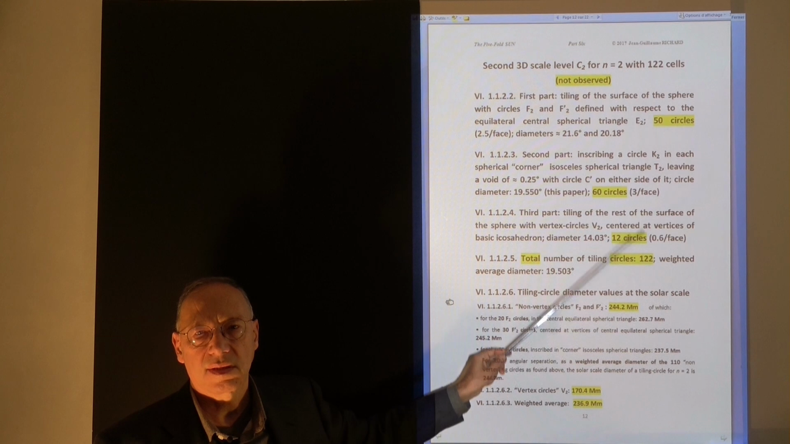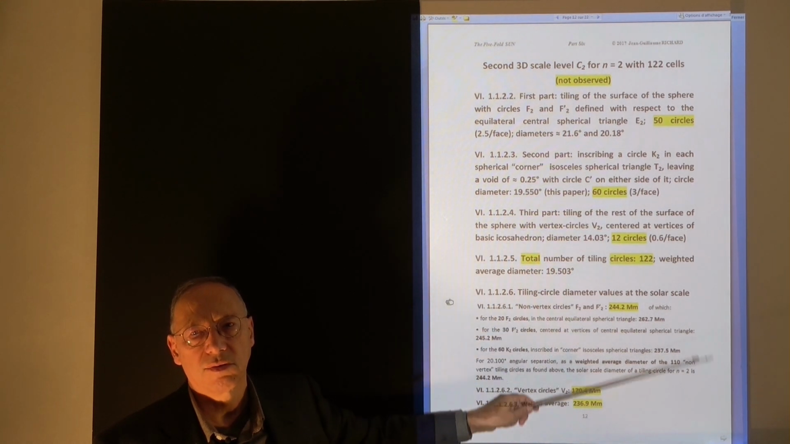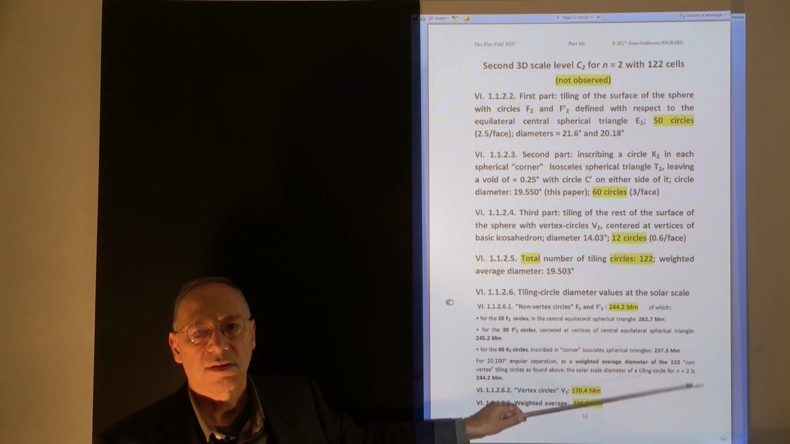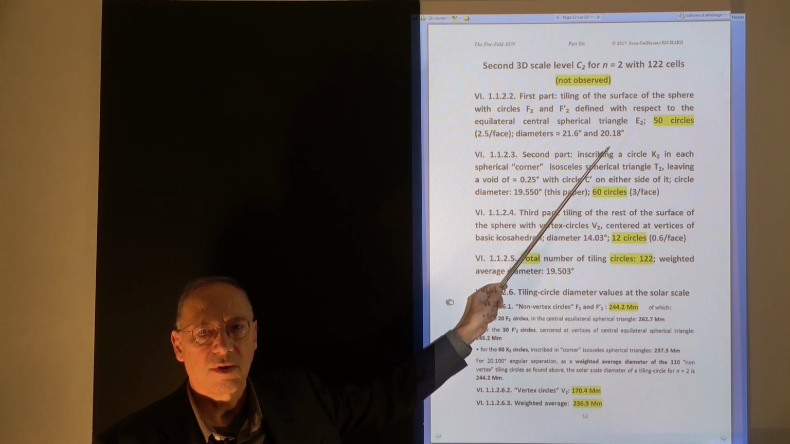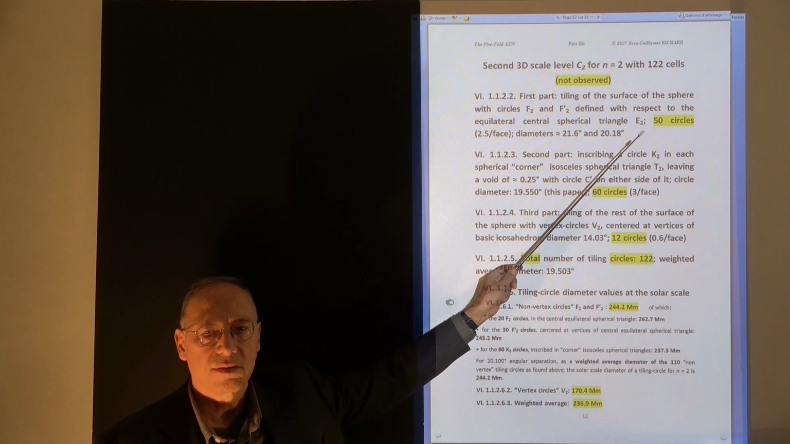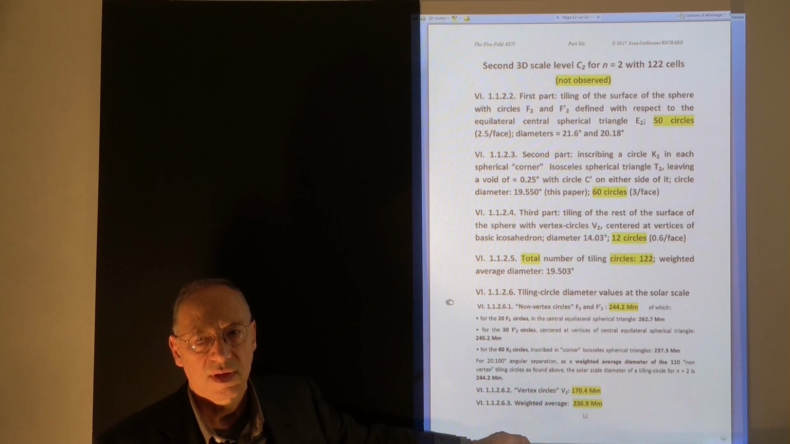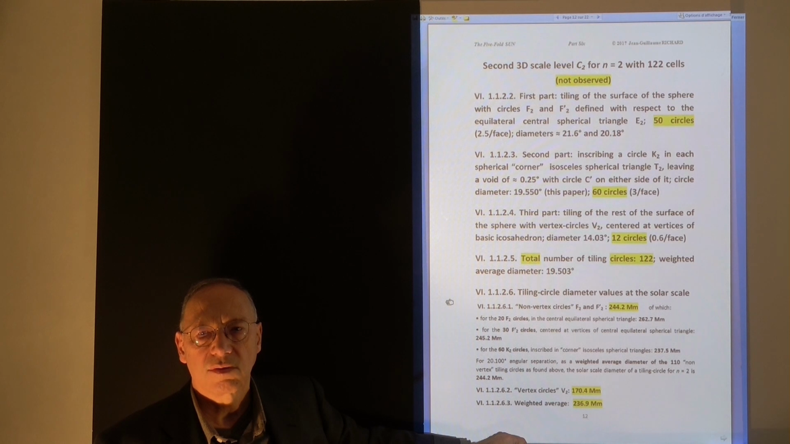Then the second scale level, n equals 2, yields 122 cells. It is important to note that this tiling level does not correspond to any observed solar cell scale. It is a little bit more complex. We have 50 circles plus 60 circles plus 12 circles, and this is 122 circles in total.